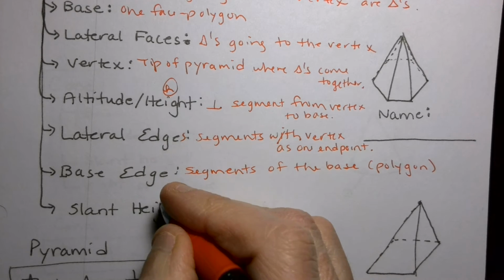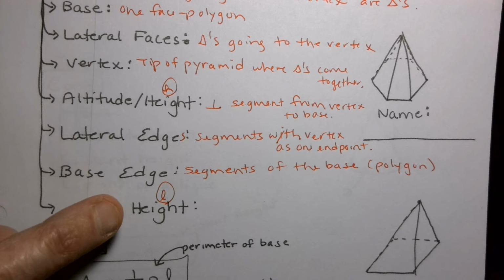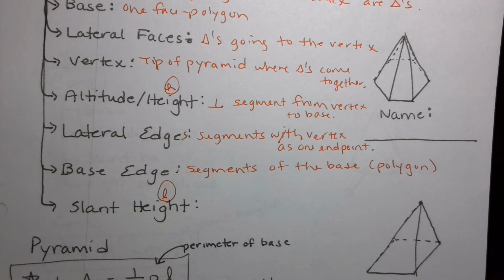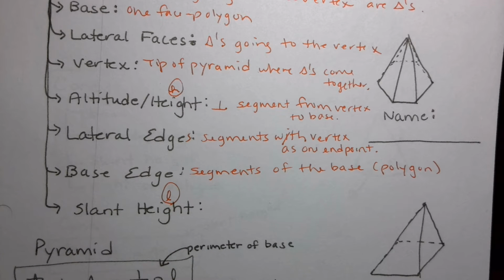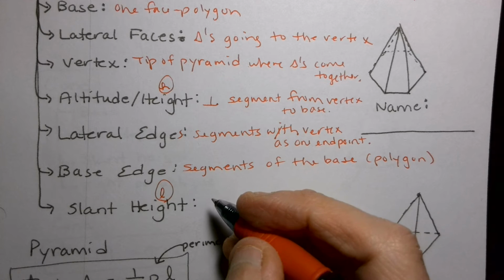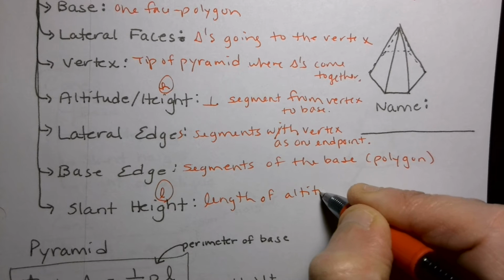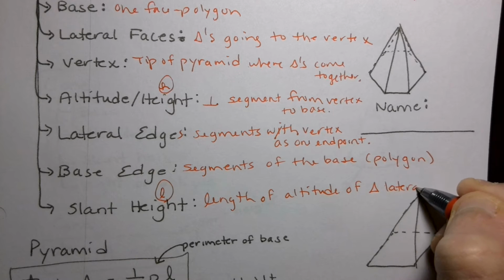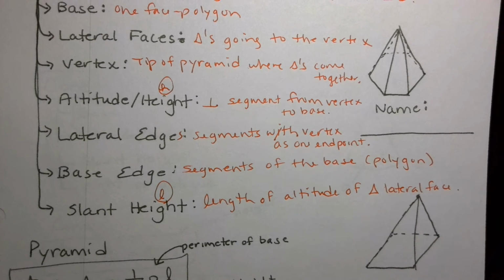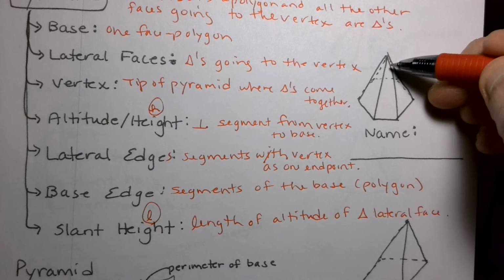And the slant height, that's a new one, and it's with a cursive l. It's called slant height. It is different than the height up here. Slant height, think of the l in there as the l. The slant height is the length of the altitude of, get this, the triangular lateral face. I threw a lot at you right here, but we are going to go over this.